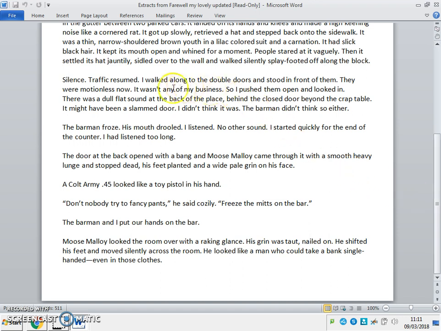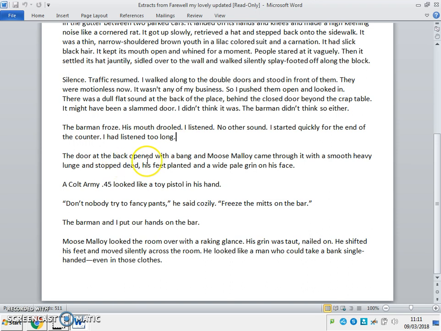Detective goes in. When he goes in, he hears a dull, flat sound. And he thinks, is it a shutting door or is it something else? And that is a euphemism for, is it a gunshot? He and the barman think it's a gunshot. "I had listened too long." They're scared. They're like, oh, we shouldn't be hanging around here.